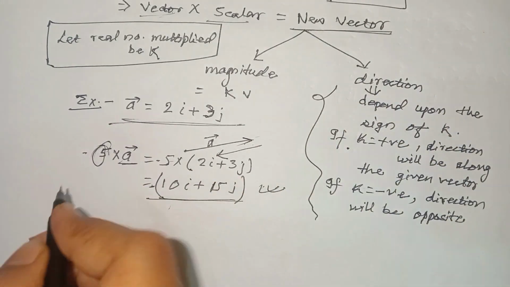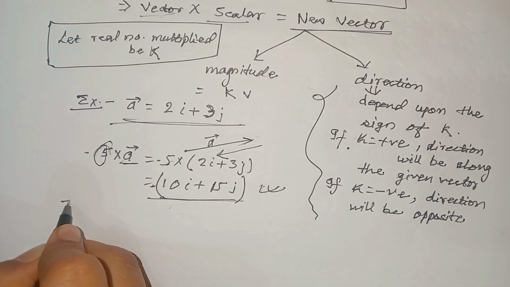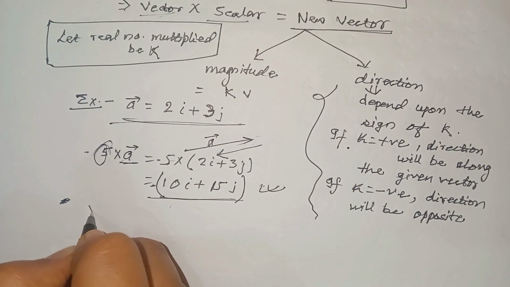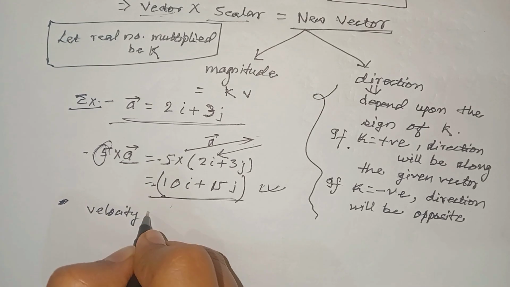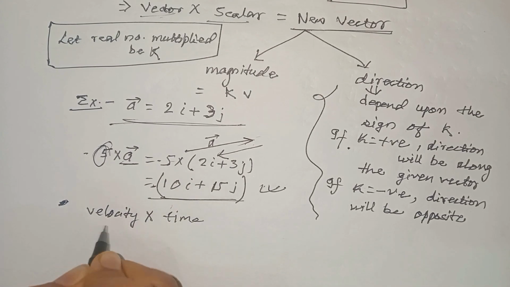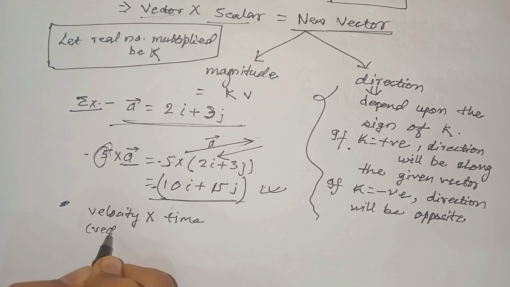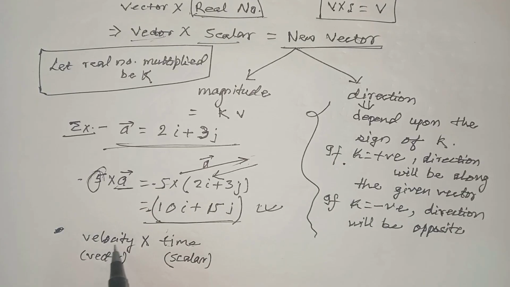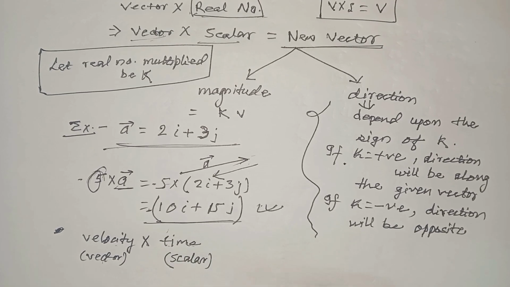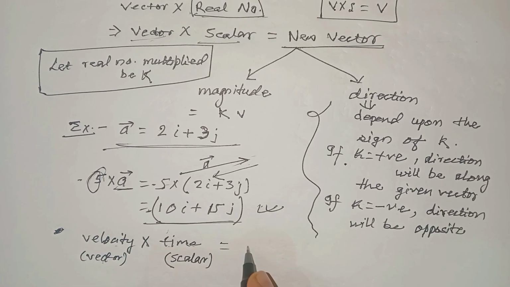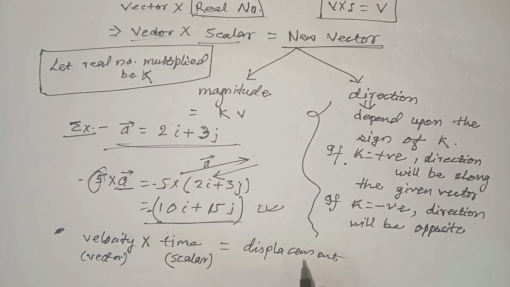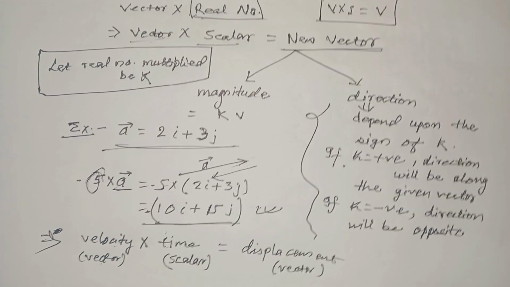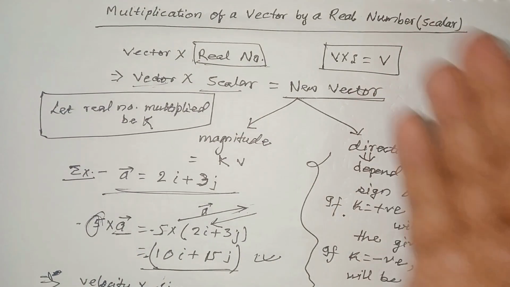Now let us take one more example of a vector and a scalar. Let's take velocity. We know it is a vector quantity, and time is a scalar. What comes to be the result? Velocity into time equals displacement, which is a vector quantity, as we know. This is also one example of multiplication of a vector by a scalar or real number.